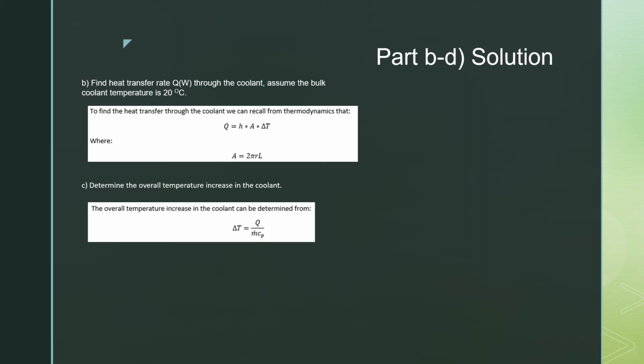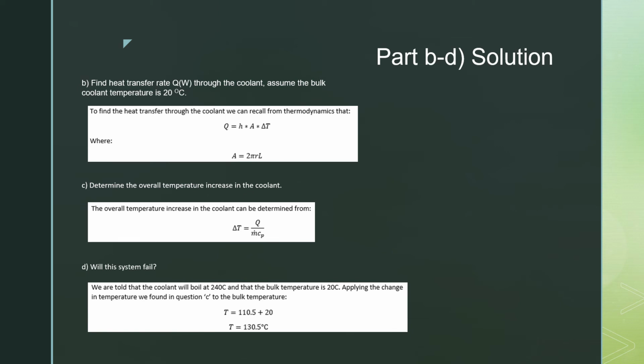So for part C, they have to determine the overall temperature increase in the coolant. Again, this is from past thermodynamics courses, where the change in temperature is equal to that heat transfer rate divided by the mass flow rate times the specific heat capacity of the fluid, which is all given.